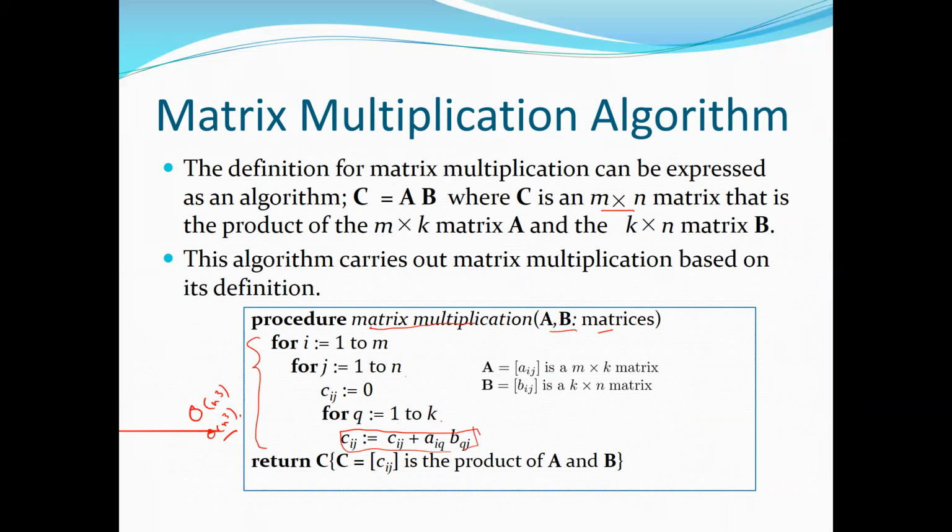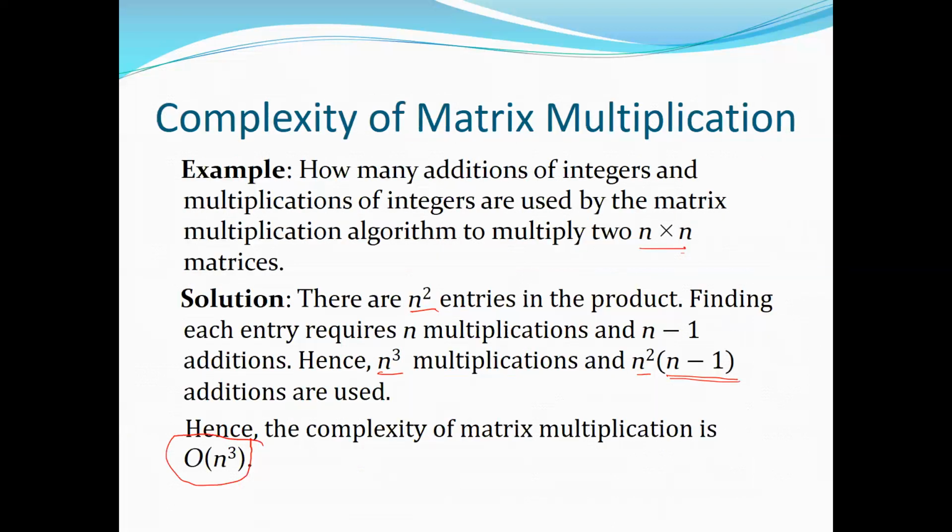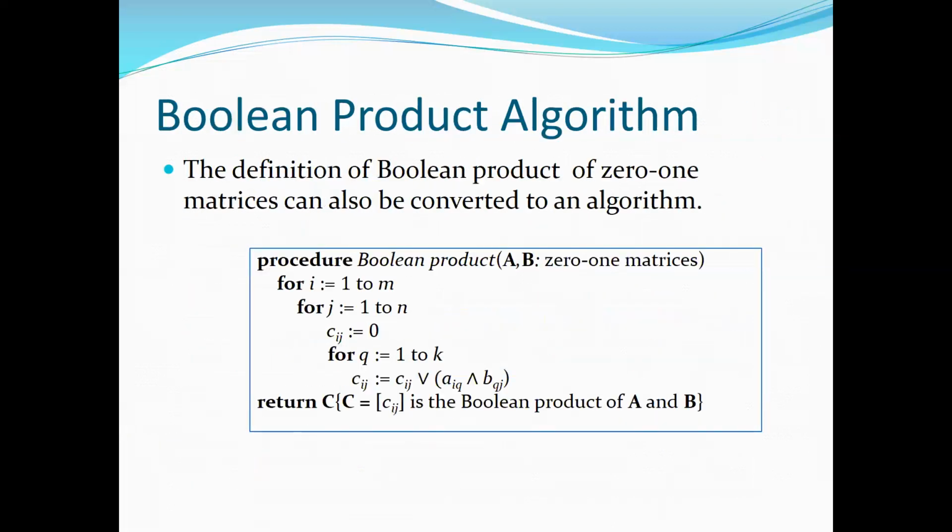So it means the number of nested loops plays a vital role in the order of growth of your algorithm. If you want your algorithm to be less complex and take less time, you need to try to make the number of nested loops smaller, right? Okay. So the Boolean product algorithm.